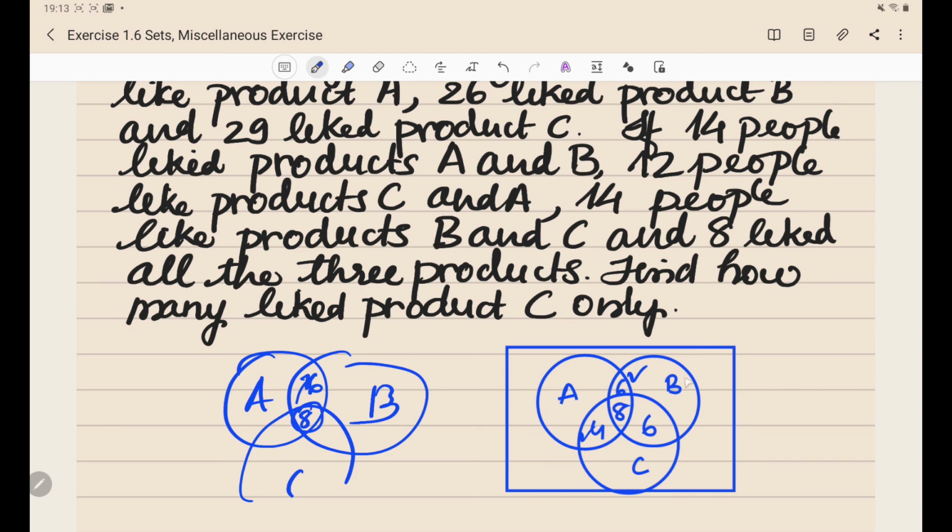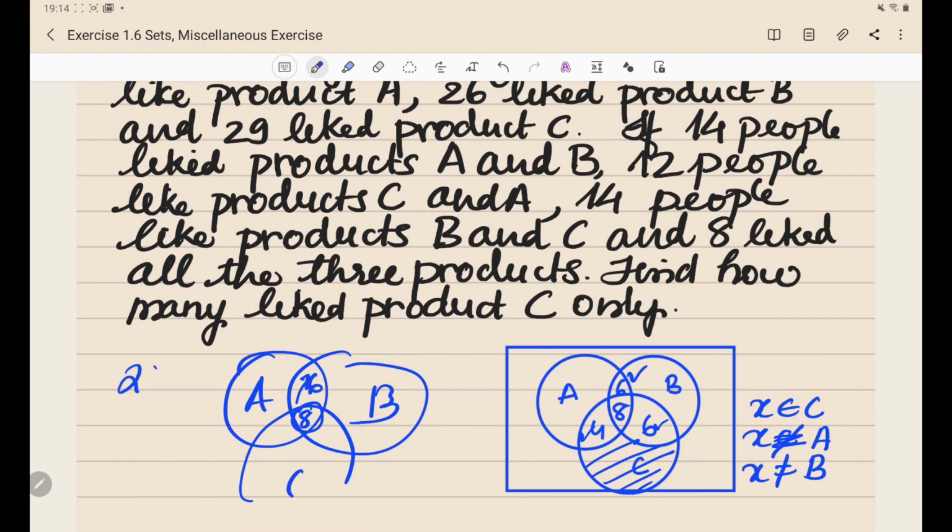Again, 14 people like product B and C. 8 is common, liked by all, that is 8 people like all these 3 products, and 14 like both B and C. From that you have to do 14 minus 8, that is 6. Now we have to find the number of people who like product C only, that is this region, right? People who like only product C, the elements which belong to C, and do not belong to A or B. So we have to find the number of people who like only product C.